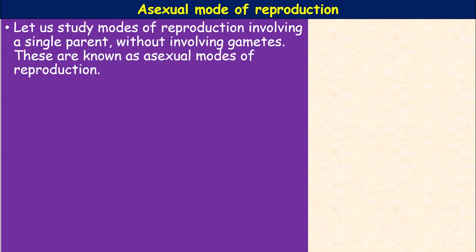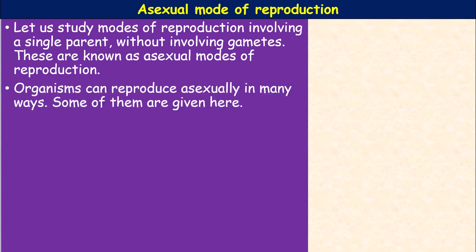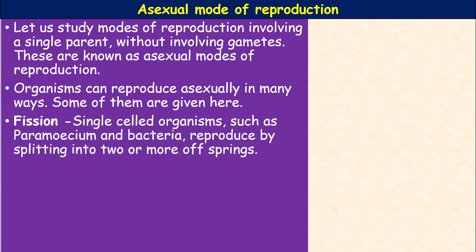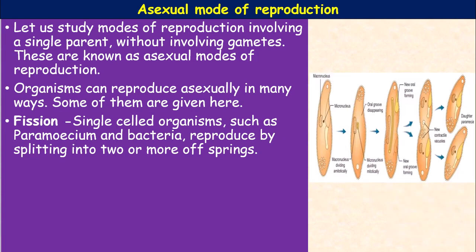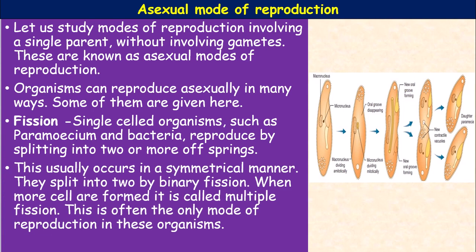Let us study the modes of reproduction involving a single parent without the production or fusion of gametes. These are known as asexual modes. The organisms can reproduce asexually in many ways. Some of them are given here. Let us proceed. The first one is fission. Single-celled organisms such as paramecium, amoeba, euglena, and bacteria reproduce by splitting into two or more offspring.